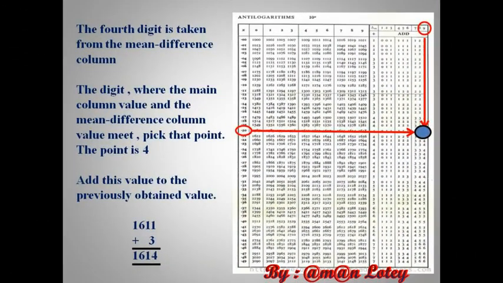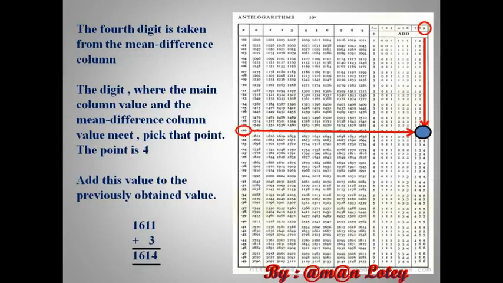The fourth digit is taken from the mean difference column. The digit where the mean column value and the mean difference column value meet, pick that point. On the internet, the point is 4, but according to the book, the point is 3. Now, we take 3 as the exact value. Add this value to the previously obtained value, we get 1614.